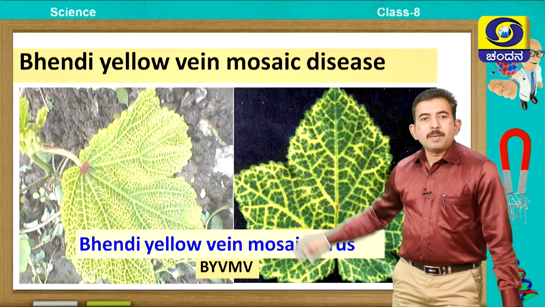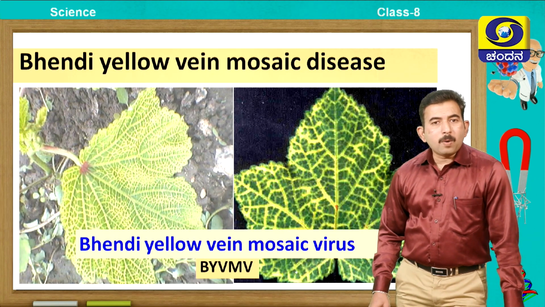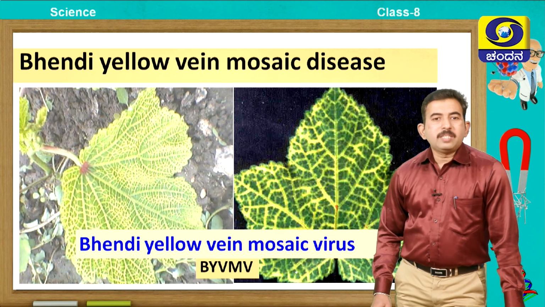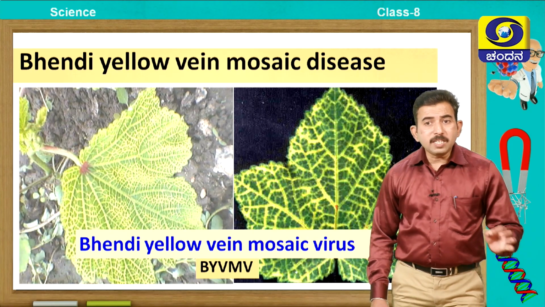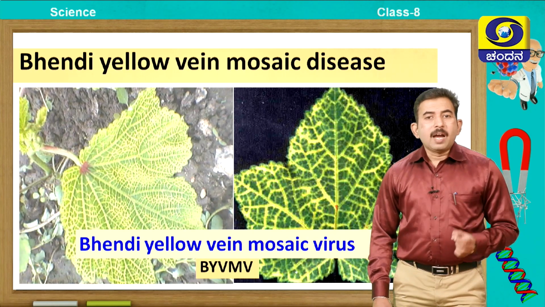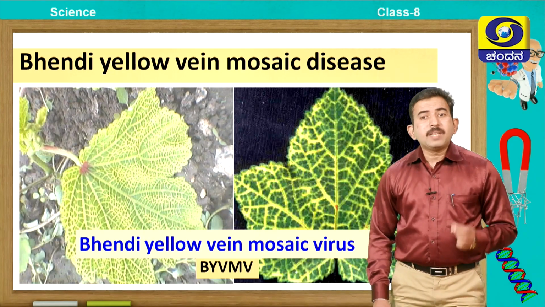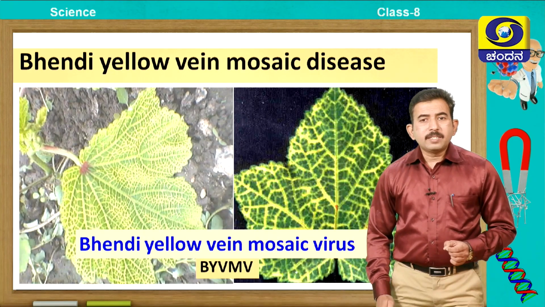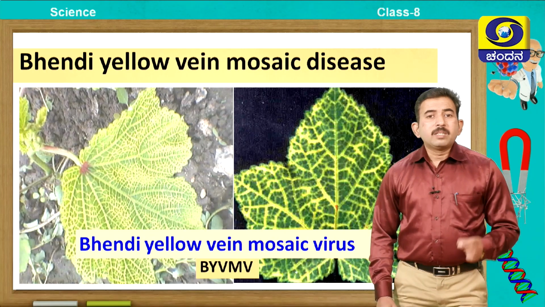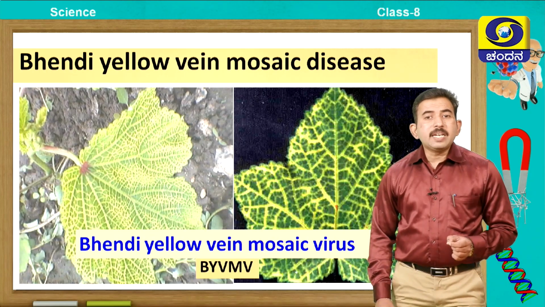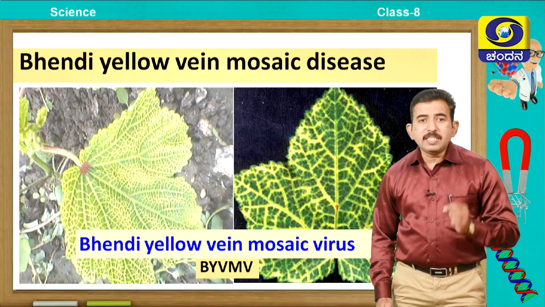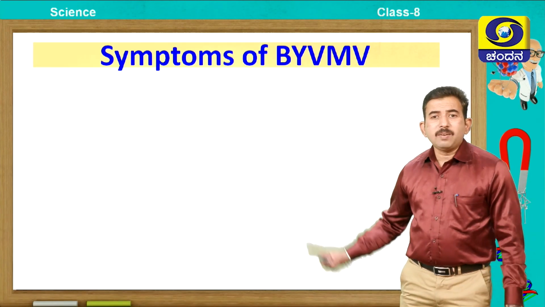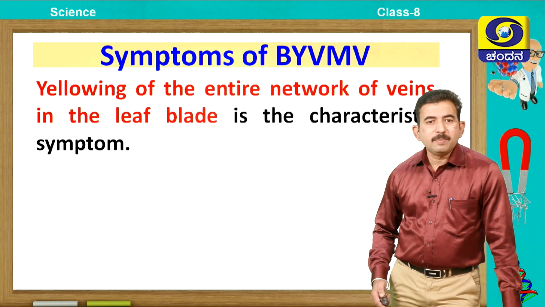Students, let us discuss one more very important plant disease, that is bhendi yellow vein mosaic disease. This disease is caused by a virus and it gets transmitted by insects. Students, in this disease the veins of the leaf mainly get affected, hence the name yellow vein mosaic disease. Students, let us see what are the main symptoms of this disease.